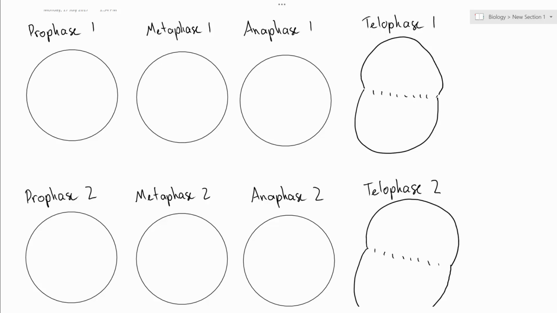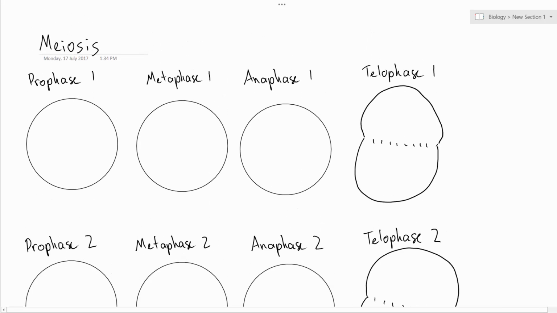Our sex cells need to be a half set so that when they combine to create a zygote, we now have a diploid cell, a full set again, with half from the mother and half from the father.